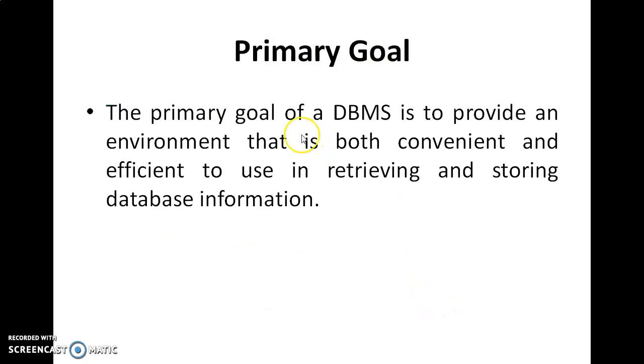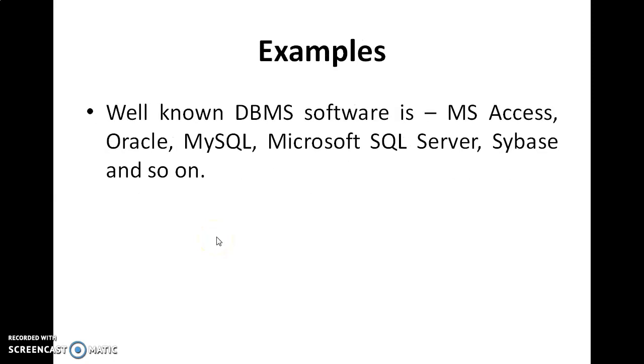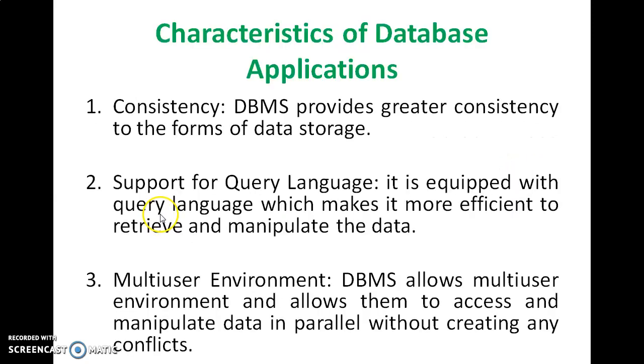What is the primary goal? The primary goal of a DBMS is to provide an environment that is both convenient and efficient to use in retrieving and storing database information. So examples of DBMS are MS Access, Oracle, MySQL, SQL Server, Sybase, etc. So characteristics of a database.